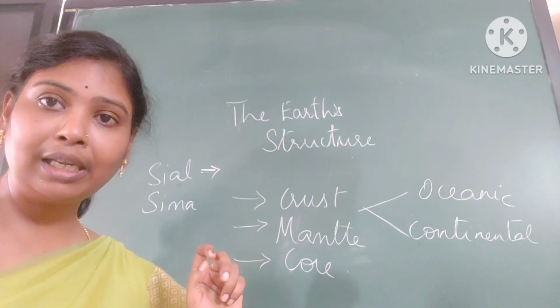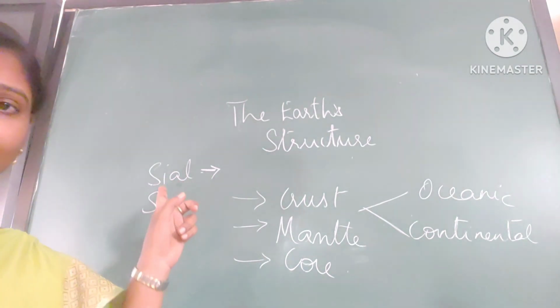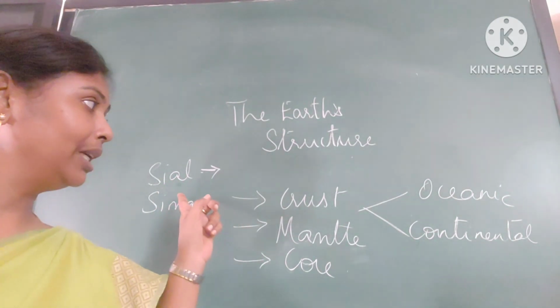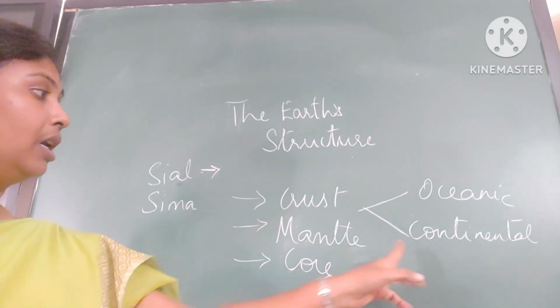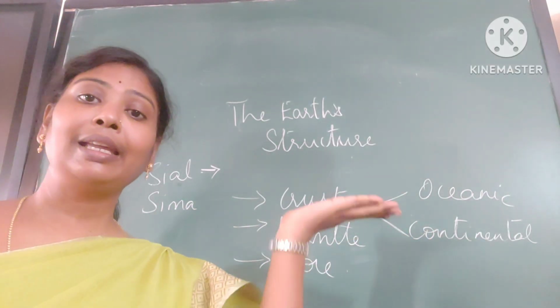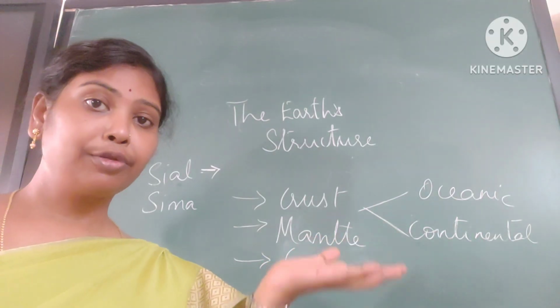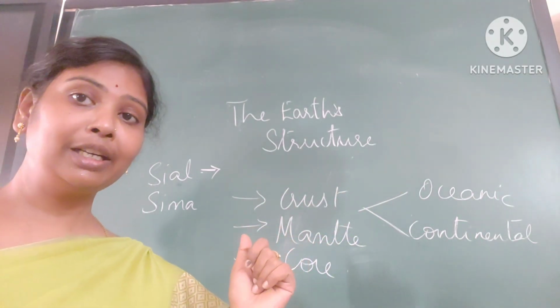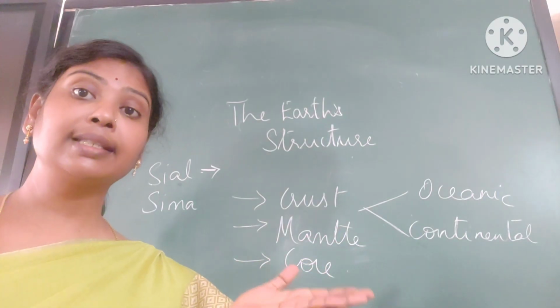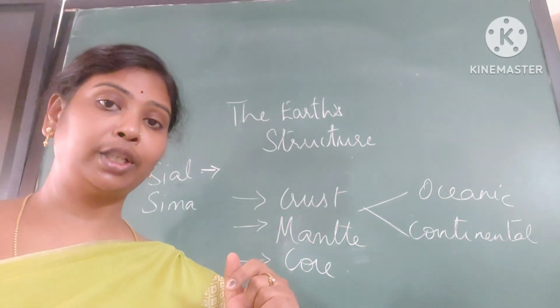Since aluminium is lighter than magnesium, continental crust keeps on floating on the oceanic crust. Continental crust always is floating on the oceanic crust.